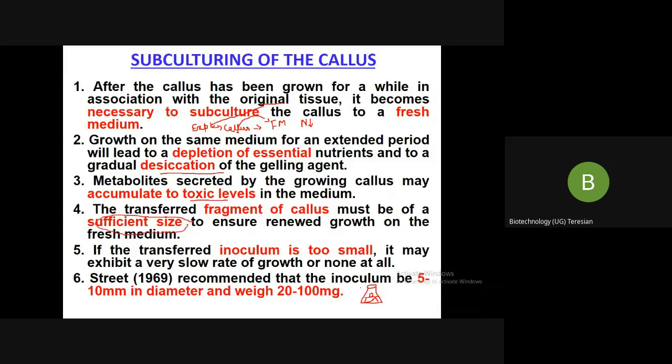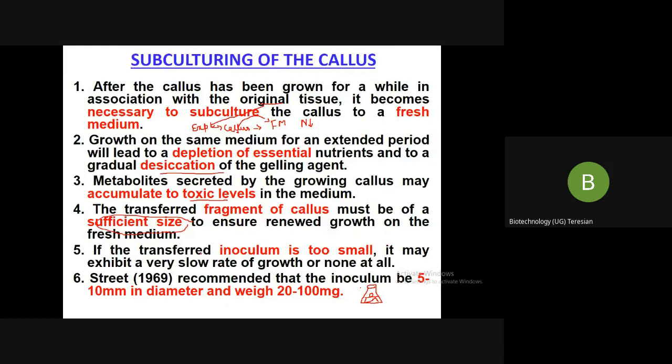It should have a definite size so that it can grow in the fresh media. I cannot take a large callus and put it into the media, or take a small piece of callus and put it into the media. Both can have a negative effect. So the sufficient size becomes important.